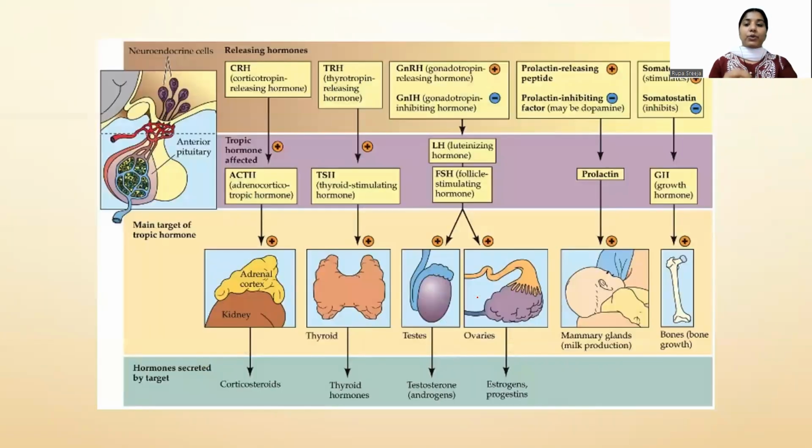Now, these are a few of the hormones that are released in our body. Just like corticotropin releasing hormone, thyrotropin releasing hormone, gonadotropin releasing and inhibiting, prolactin releasing and inhibiting. Somatocrinin and somatostatin are related to growth hormone.